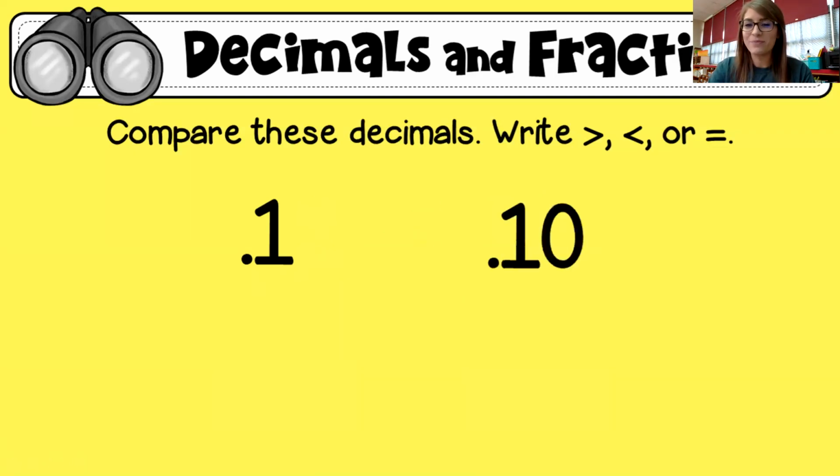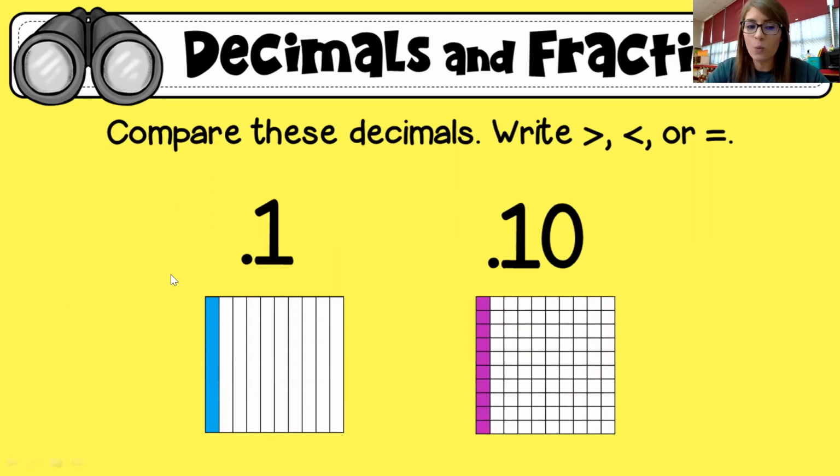All right, let's look at another one. We've got 1/10, very good, compared to 10 hundredths. Okay, so let's look at a model of this. We've got 1/10 here and 10 hundredths here. So how would we compare those two? How would we compare those? If we've got 1/10 and 10 hundredths, like this.